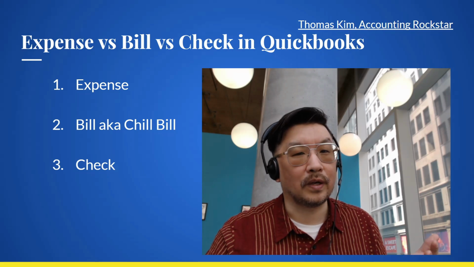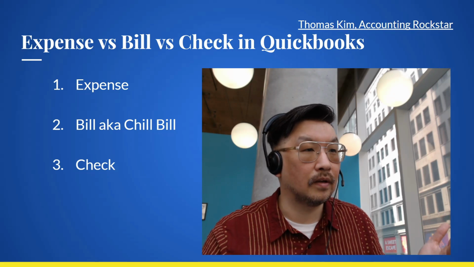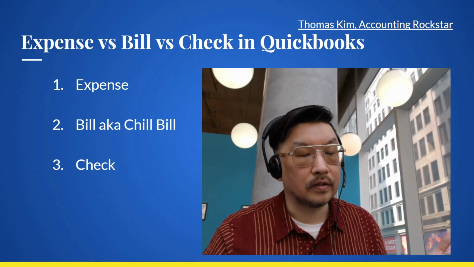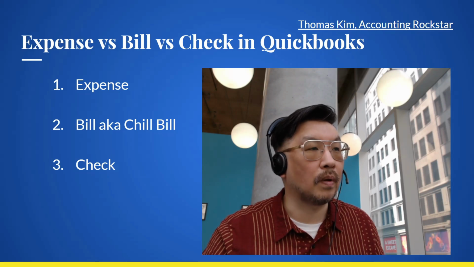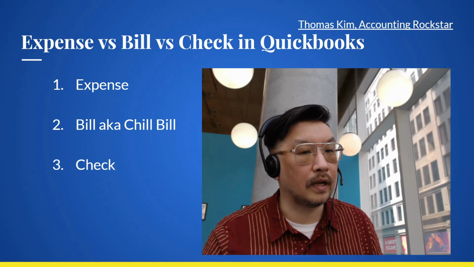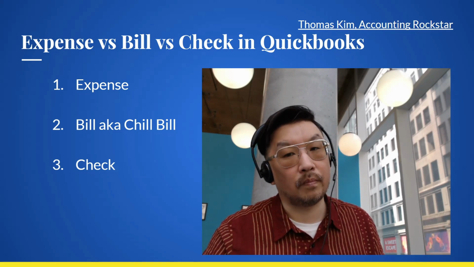But think of it this way: an expense is something that's definitely going to happen or has happened from one of the cards, debit card or credit cards. Bill is chill. You don't need to pay him upfront. You could pay the bill later, but you can record the bill now. A check is an actual check from your checking account. So it's an actual check, or it could be a wire transfer.